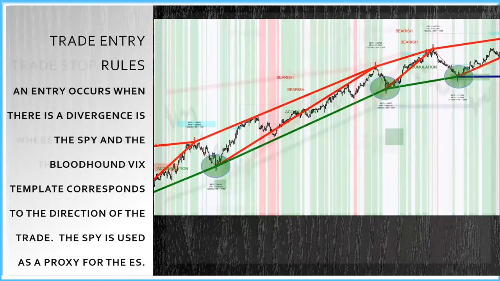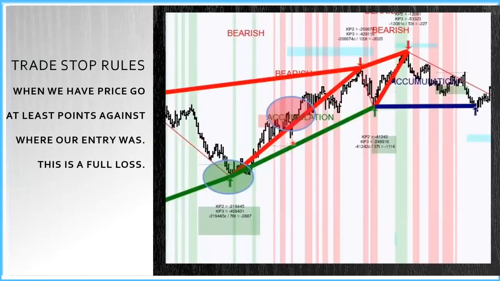So what are the trade stop rules? Well, the first is that we're just stopped out. And like you saw in the first example, this is just going about 4 points against us. We don't want to be in this anymore. So that's the first. That's going to be our full loss.